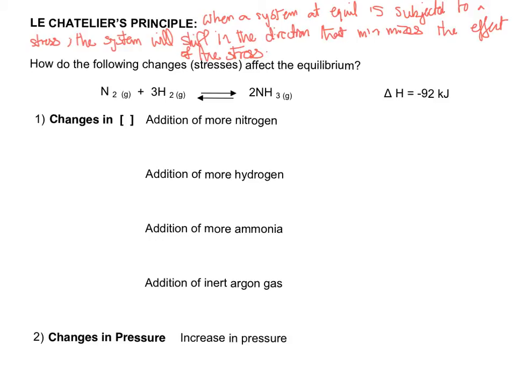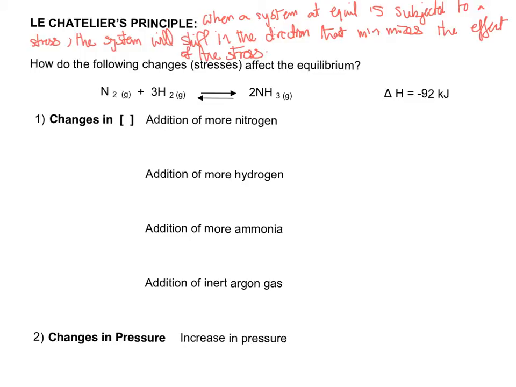So let's start with changes in concentration. So right now, you're at equilibrium. That means that your forward rate and the reverse rate are equal to each other. You're at a given temperature, and so your K, or KEQ, is a certain amount. Remember that K is products over reactants.